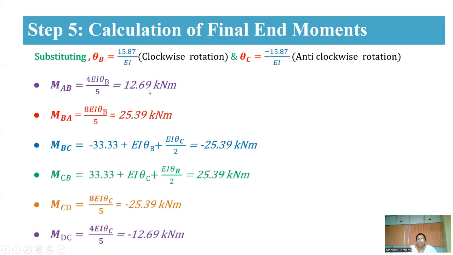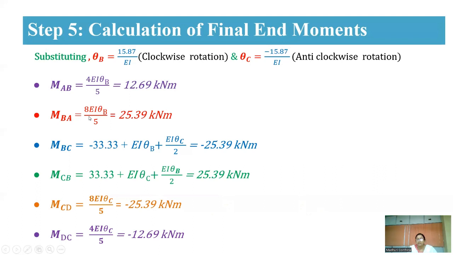MAB is plus 12.69 kilonewton meter. MBA is plus 25.39 kilonewton meter. MBC you are getting minus 25.39 kilonewton meter. Whereas MCB you're getting plus 25.39 kilonewton meter. Again, MCD you're getting minus 25.39 kilonewton meter. MDC you're getting minus 12.69 kilonewton meter. So these are your final end moments.